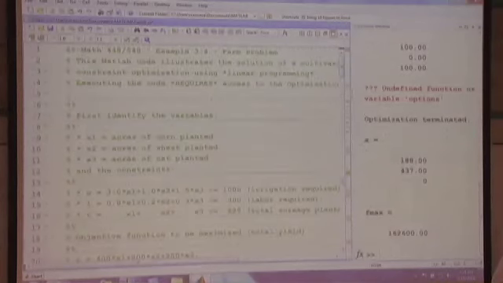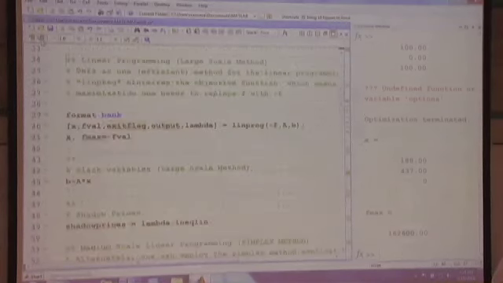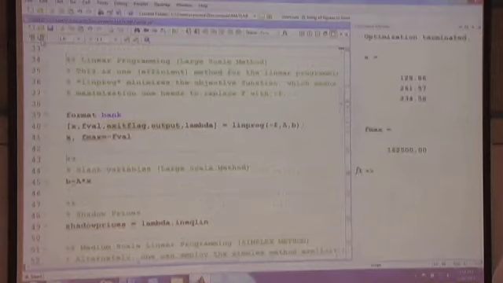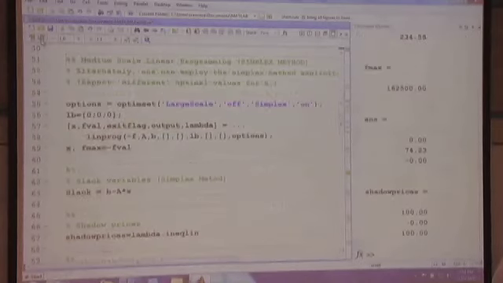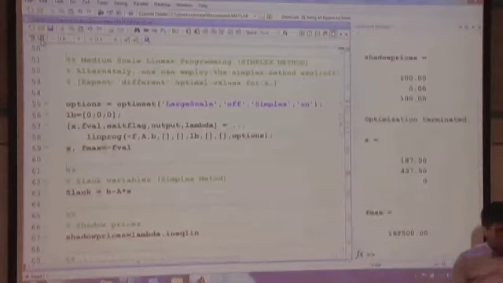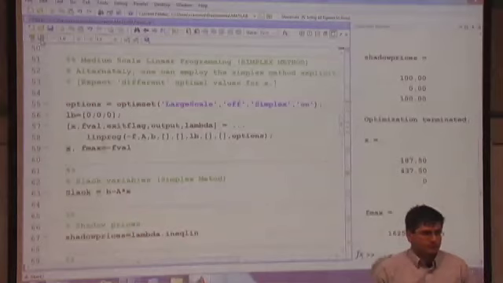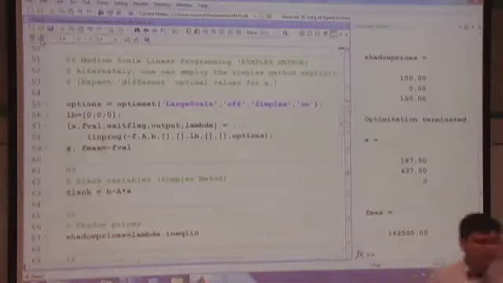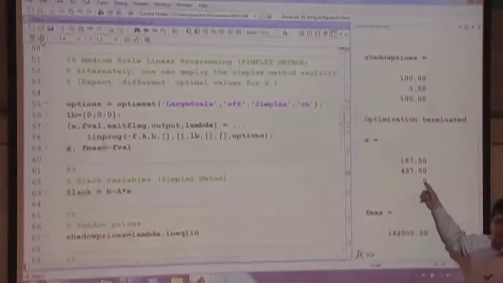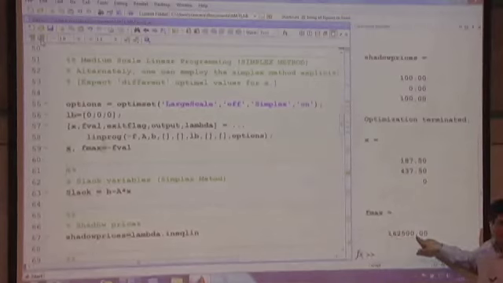Okay, let me run it again from the beginning. So I run it here. This is large scale, right? And this is the slack, and this is the shadow price. Okay? Now we do it with the simplex method. What do you notice? Different strategy. It says don't plant any of the third crop, right? You're going to get the same maximum. How is that possible?